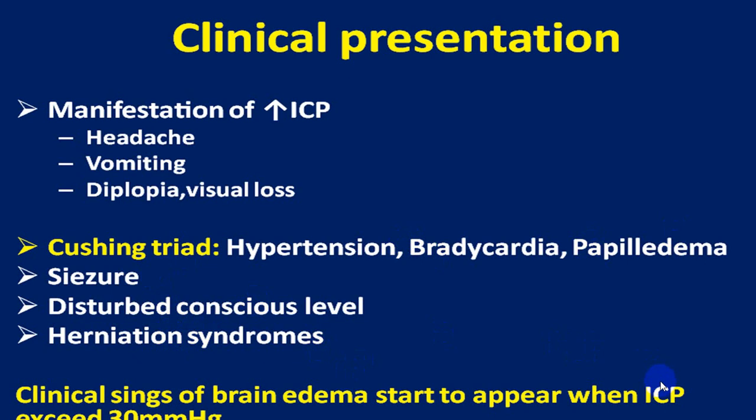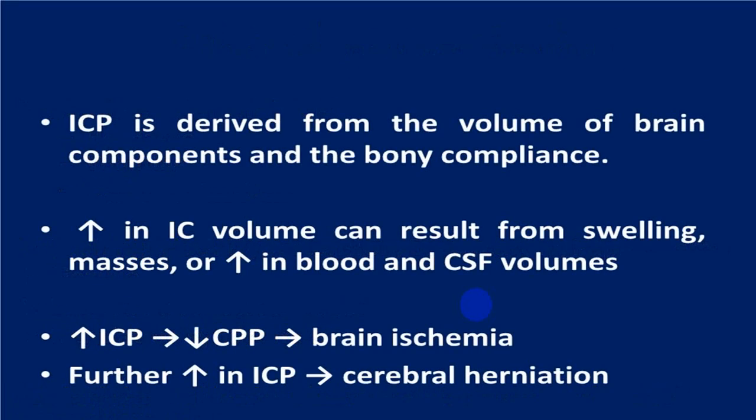As soon as the intracranial pressure rises above 30, you start developing headache, vomiting, papilledema, and blurred vision. And when it becomes more than 40, you start getting herniation symptoms and signs. We'll be talking of herniation syndromes separately.